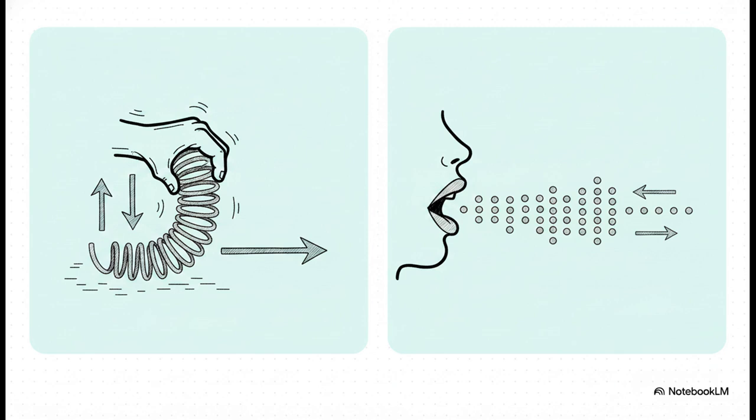See, in a transverse wave, the disturbance is perpendicular to the direction the energy is flowing. But in a longitudinal wave, the disturbance is parallel, and that creates alternating regions of compressed matter and expanded matter.